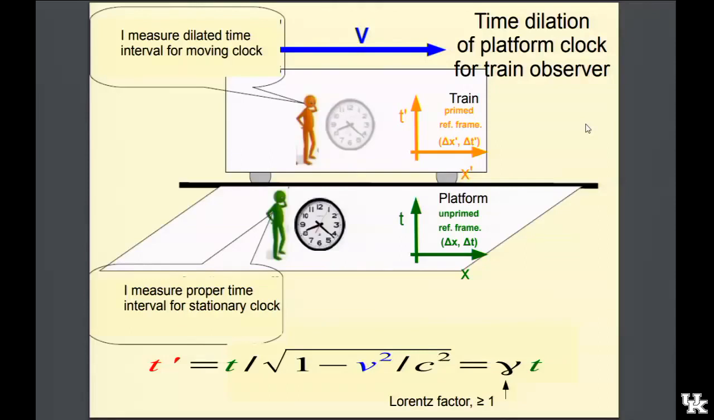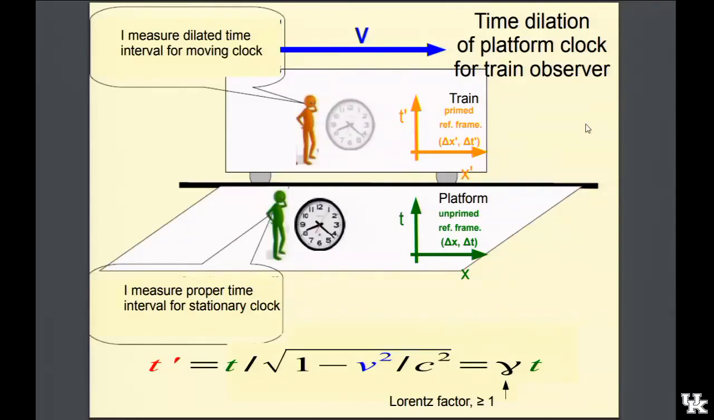This factor, where we're basically multiplying by 1 over the square root of 1 minus v squared over c squared, is a factor that comes up in relativity time and time again. We don't want to keep writing it down, and so it's called the Lorentz factor. And so this gamma here is just 1 over the square root of 1 minus v squared over c squared.